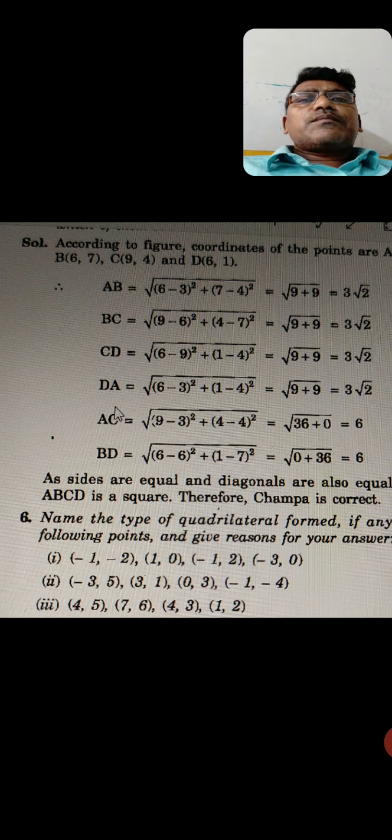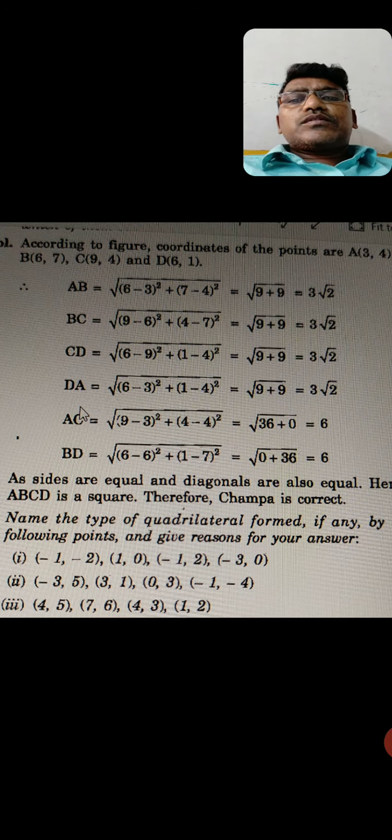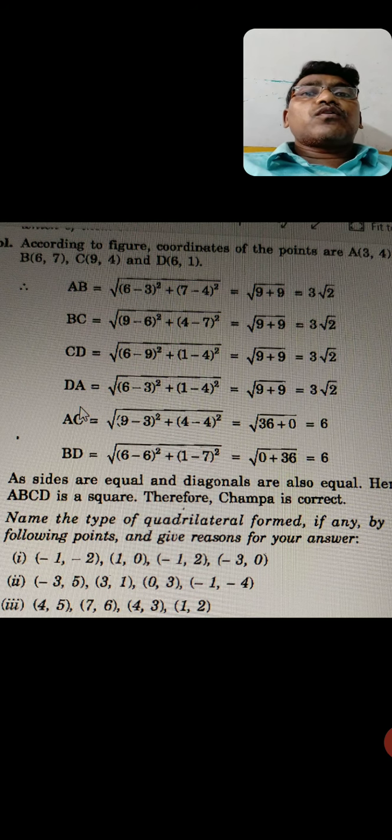So one more example I want to explain to you. The same model only, in this exercise all the models are the same. Here you see question number 6. In question number 6, 3 questions are there. In the 3 questions, 4 coordinates are given. I mean 4 vertices are given.